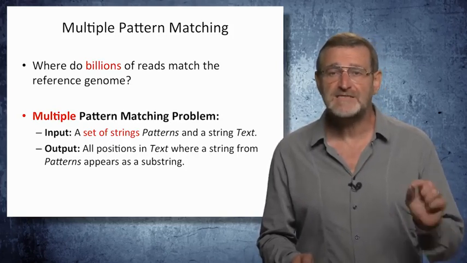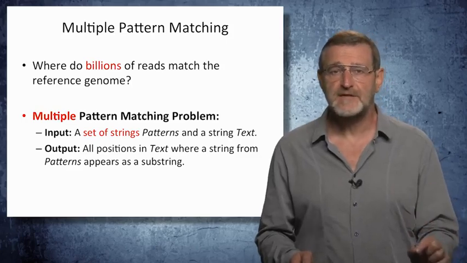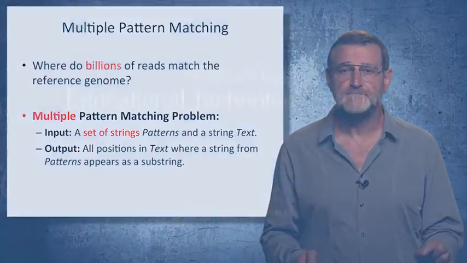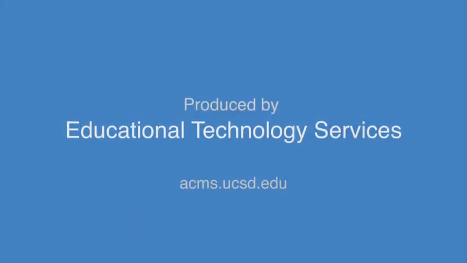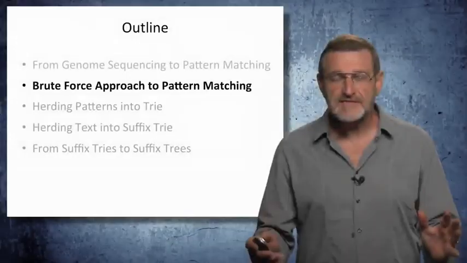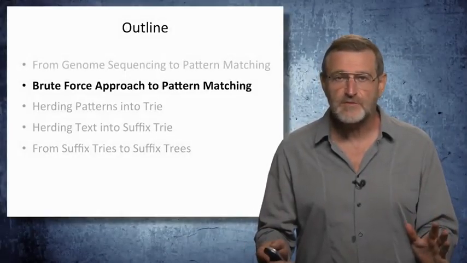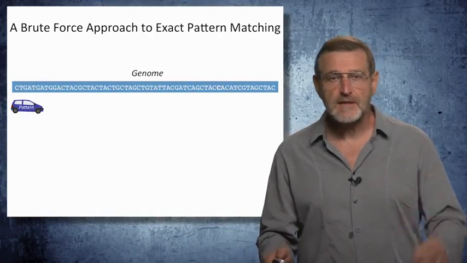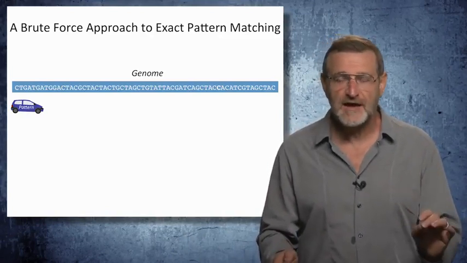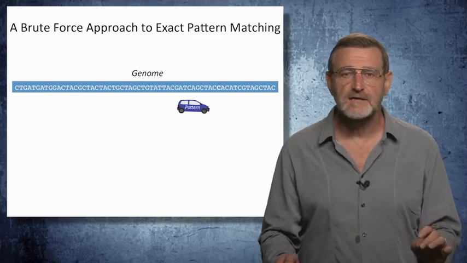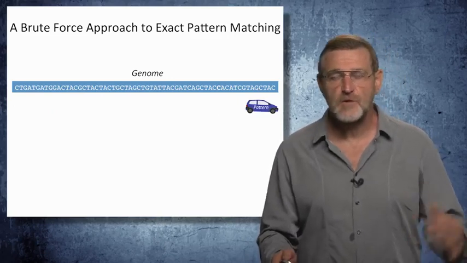where input is a string pattern and string text and an integer d, and we want to find all positions in text where pattern appears as a substring with at most d mismatches. I think you already have some good ideas on how to solve these rather simple problems.